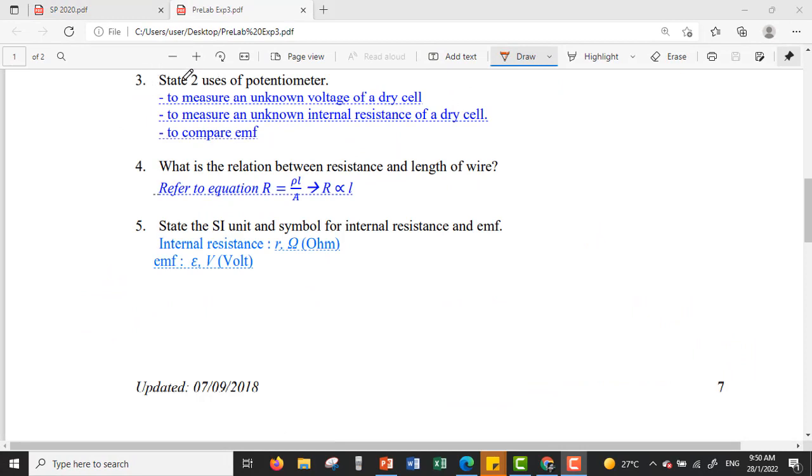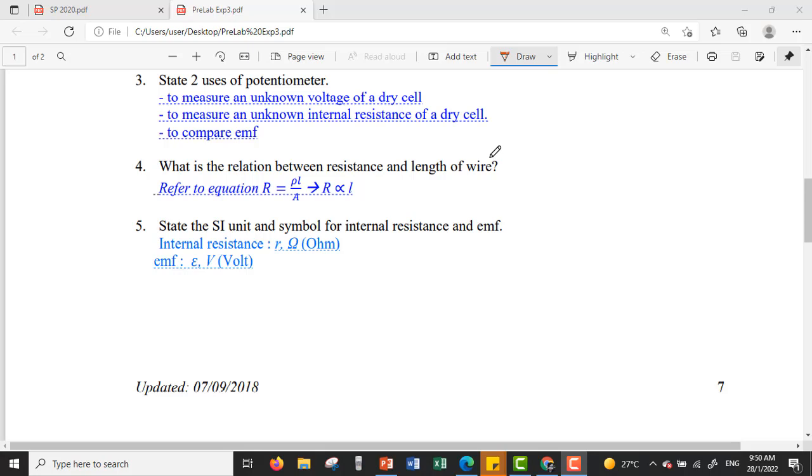Question 3, state two uses of a potentiometer. Basically, a potentiometer can be used to measure an unknown voltage of a dry cell, and we use it to measure an unknown internal resistance of a dry cell and to compare between two EMFs.